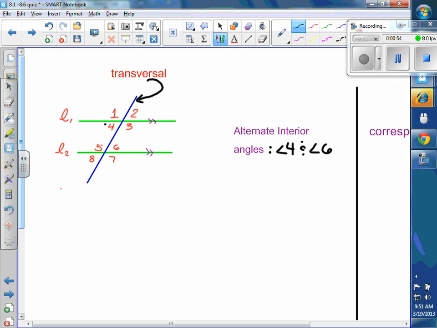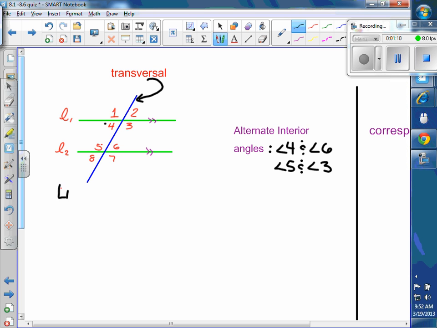Okay? So what's another set, Nadeem? 5 and 3. Okay, 5 and 3 are the other pair. So 4 and 3, that was yesterday. They form a line. We call that a linear pair.